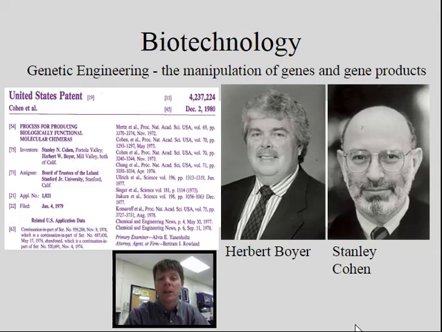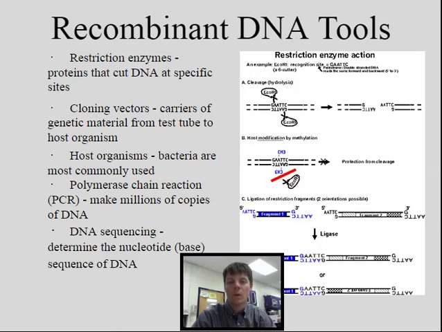In a landmark decision, the U.S. Patent Office declared that Boyer and Cohen could patent this new transgenic bacteria that had the frog gene in it. So what are the important tools that scientists use in biotechnology experiments? So let's talk about recombinant DNA tools.